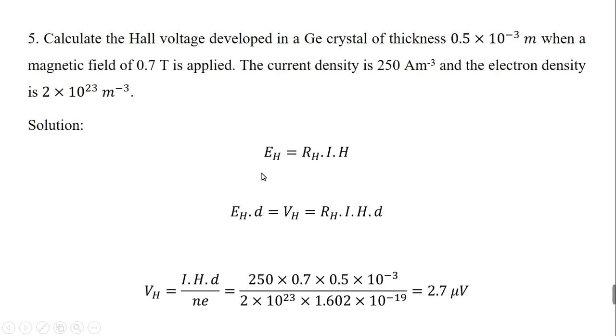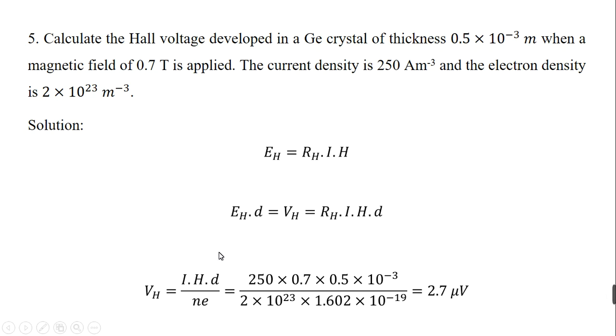So in order to calculate Hall voltage, we have to use the formula, that is electric field is equal to V by D. In order to get the Hall voltage, multiply this equation by D on both sides. We will get E_H into D, that is nothing but the voltage, that is Hall voltage, R_H into I into H into D.